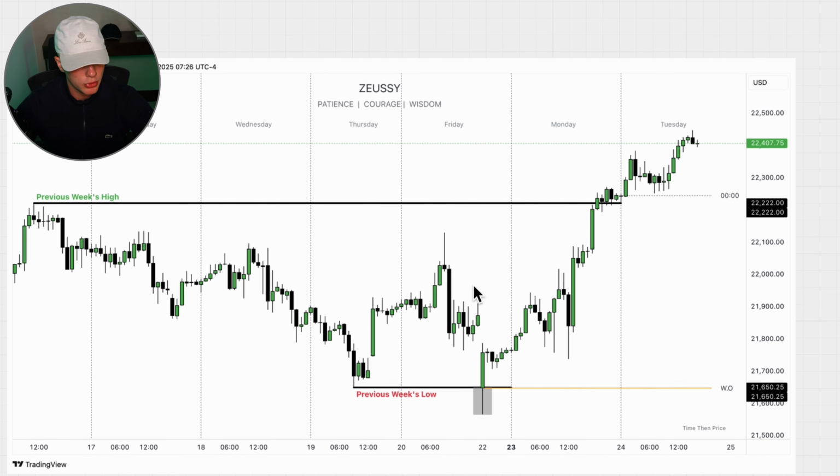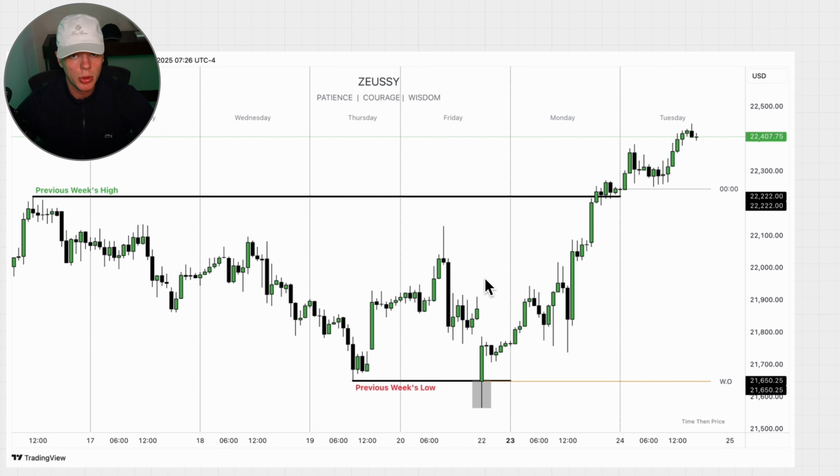When we pay attention to an hourly chart of the Nasdaq then, we're going to be paying attention to the weekly cycle. Notice that throughout the previous week, the market was slowly grinding towards the downside. I've outlined the previous week's high and the previous week's low.